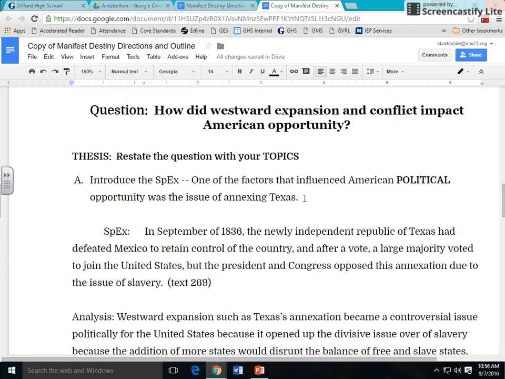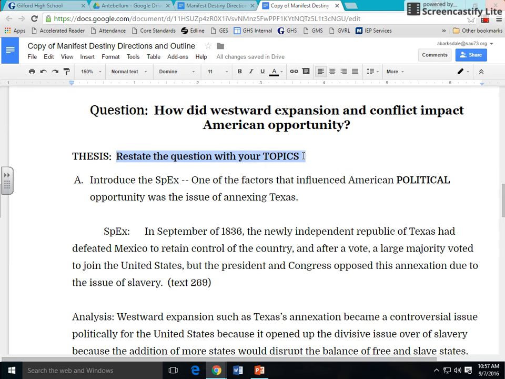Okay, so the first thing to do is you need to develop a thesis. Remember, a thesis is defined as an argument. This is the entire focus of your paper. Everything you do works to answer this thesis. The trick of writing a good thesis is to use the words from the question and then develop a complete thought. So, what I remind you of here is when you restate your question as a statement, make sure to include the topics you're going to talk about.